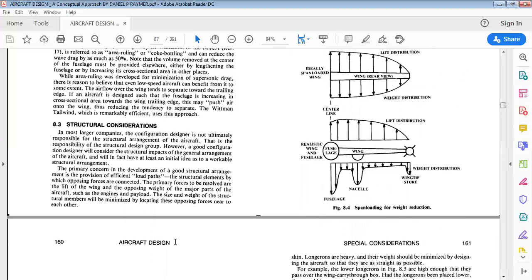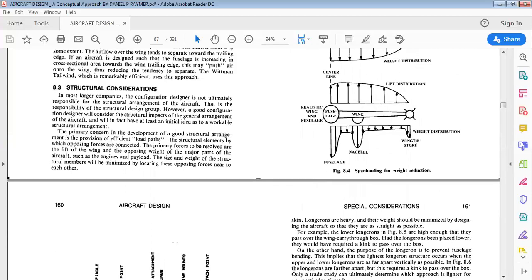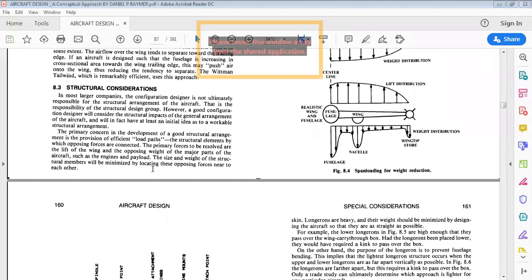When I come to structural considerations, we have looked into aerodynamic considerations, and now we are going for structural considerations. In most large companies, the configuration designer is not ultimately responsible for the structural arrangement of the aircraft. That is the responsibility of the structural design group.